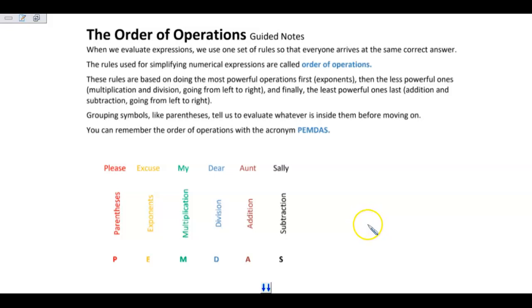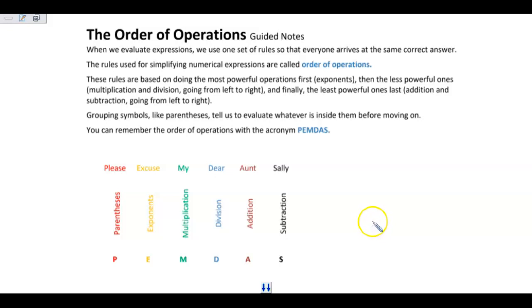Hello. Today we're going to work with order of operations review. Remember, when we are evaluating expressions, we only use one set of rules so that everyone arrives at the same correct answer. The rule system is called order of operations. These rules are based on doing the most powerful operations first, which would be exponents.